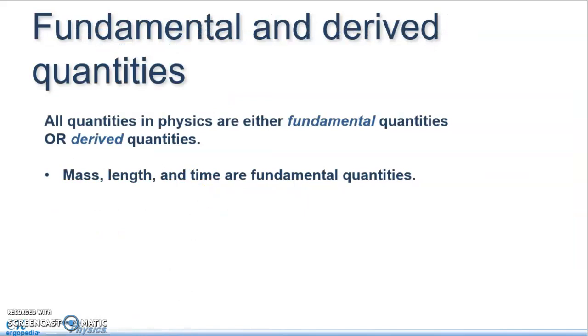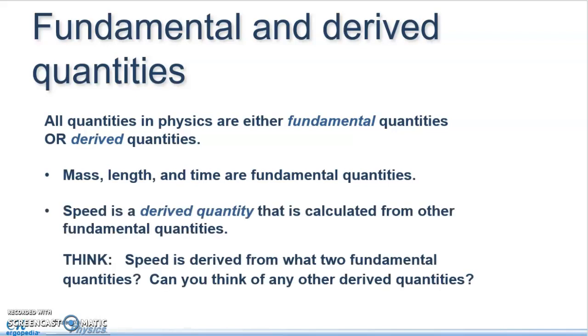All right, so far we've talked about fundamental quantities. There are only 7 fundamental quantities that we talked about at the beginning, and there are dozens of derived quantities, if not more than that. Maybe dozens of common ones that you could encounter in physics. So the fundamental quantities we've talked about so far are mass, length, and time. Speed is a derived quantity.